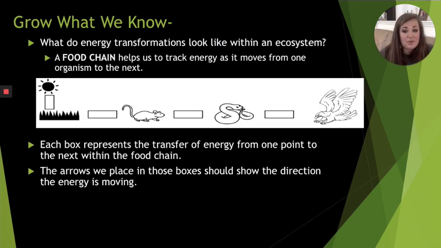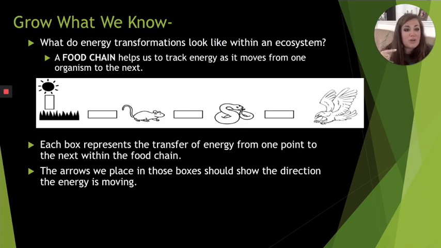For example, you have a food chain on your slide here that shows the sun, grass, a mouse, a snake, and an eagle. We're going to follow the energy that started with the sun all the way through to the eagle. Each box in between each of your images represents the transfer of energy from one point to the next in the food chain.